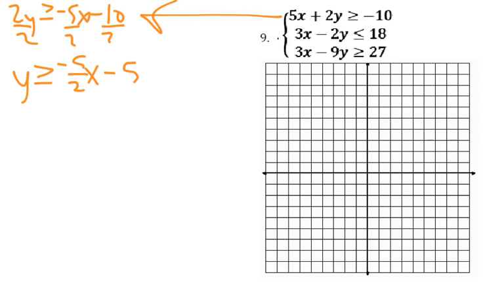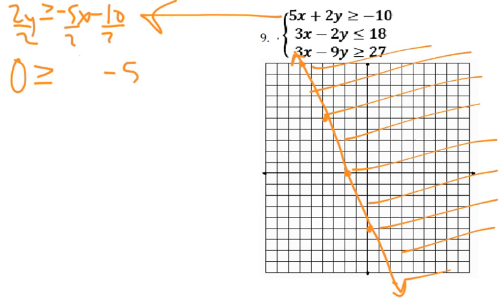So go down to -5, draw our point. We're going down 5, to the right 2, or up 5 to the left 2. It's equal to, so I draw a solid line. Test point 0, 0. That would make that 0, right? That would make that 0. So is 0 greater than -5? It is, so we shade on that side. There's our first one.